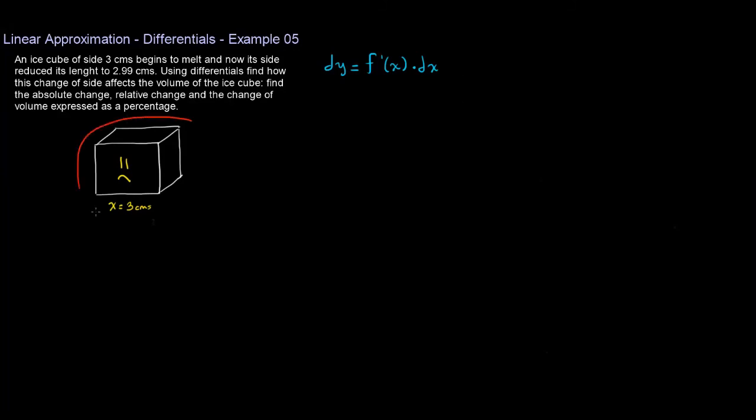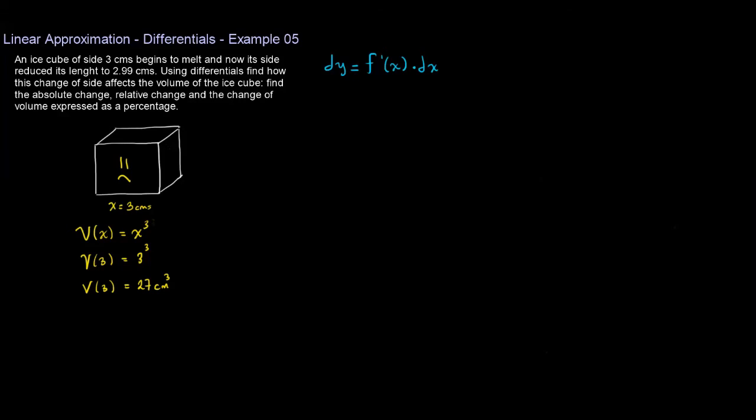Now here we have the ice cube. It's obviously sad because it's melting down. Here the side of this ice cube is 3 centimeters. We can find the initial volume. Let's start by getting the volume V of x, which is equal to x cubed. This is a cube, so this is the formula. So V of 3 would be equal to 3 to the third, and the volume would be equal to 27 centimeters cubed.